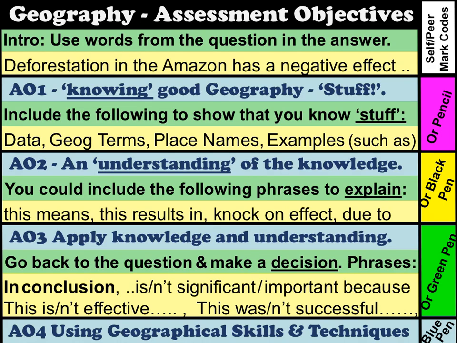As ever, we're talking about the assessment objectives, AO1, AO2, AO3. AO1, knowing good geography stuff, data, geography words, place names, examples. AO2, explain your ideas, this means that, this results in, a knock-on effect of this is, due to. AO3, make a decision. So using words like significant, important, effective, or successful.